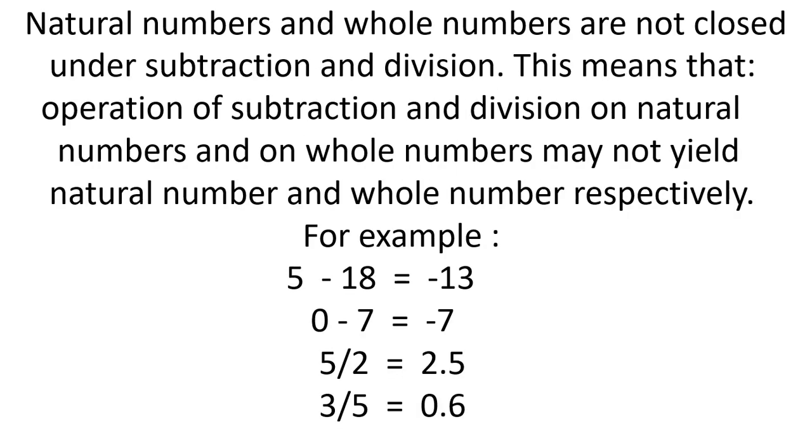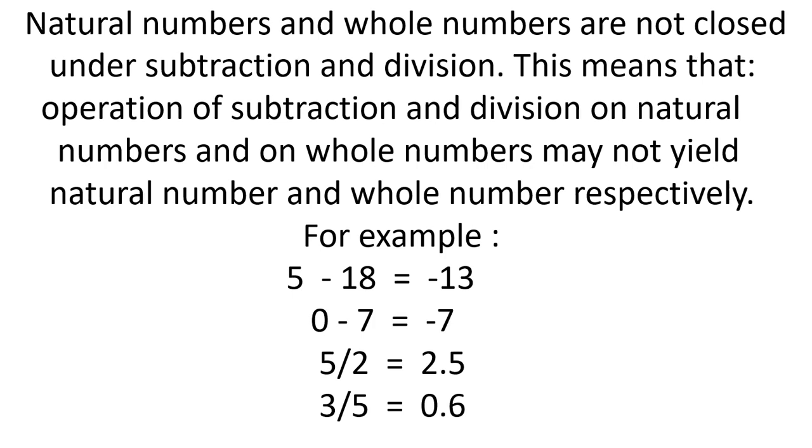But natural numbers and whole numbers are not closed under subtraction and division. This means that the operation of subtraction and division on natural numbers and on whole numbers may not yield a natural number and whole number respectively. Okay, let's take some examples. 5 minus 18 is equal to minus 13. Now minus 13 is not a natural number, it's not a whole number. Now 0 minus 7 is equal to minus 7. Again minus 7 is not a whole number. So it means natural numbers and whole numbers are not closed under subtraction.